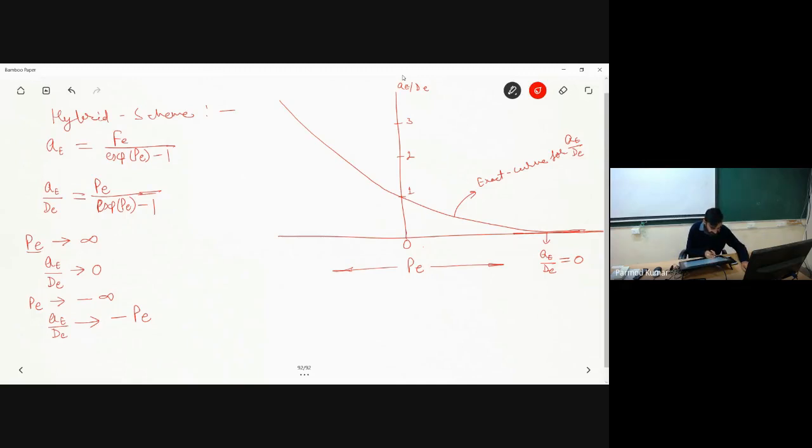And when Peclet number is large in the negative sense, meaning it approaches minus infinity, at that time our AE by DE becomes equal to minus of Peclet number. So here I will have a straight line with slope -1. This is my another straight line, which represents AE by DE as nothing but minus Peclet number. Is this point clear? So this is how I have drawn these two lines.